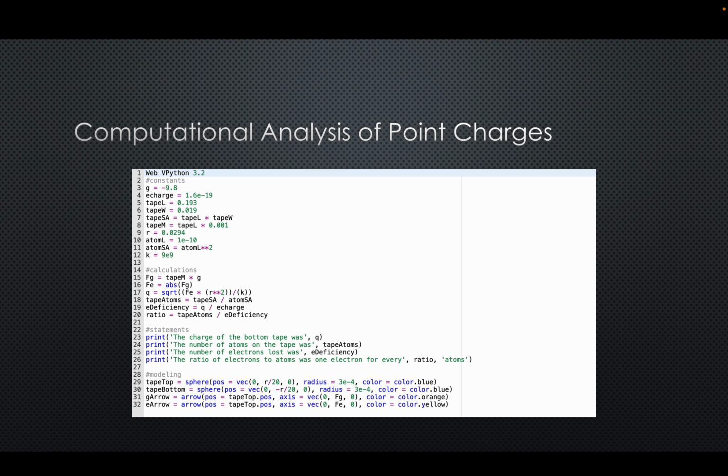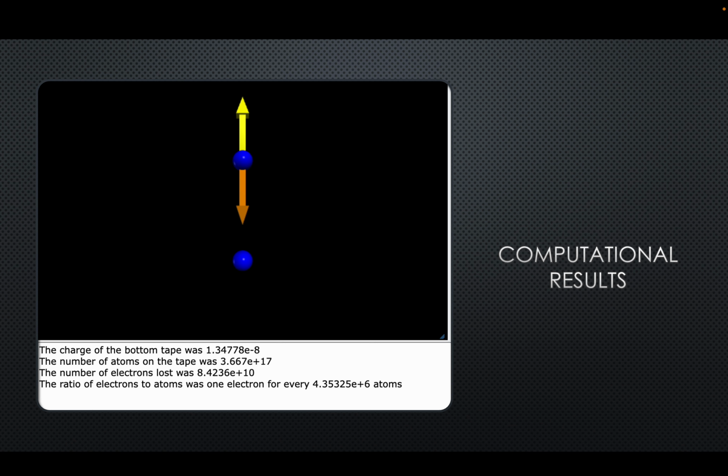Here you can see my GlowScript code, where I set the constants and then perform the necessary calculations, and then finally model the two pieces of tape as point charges that interact with one another. And you can see the results of that, where they're separated, and the top tape has two forces, the electric force pushing upwards and the gravitational force pulling down, resulting in zero net force.